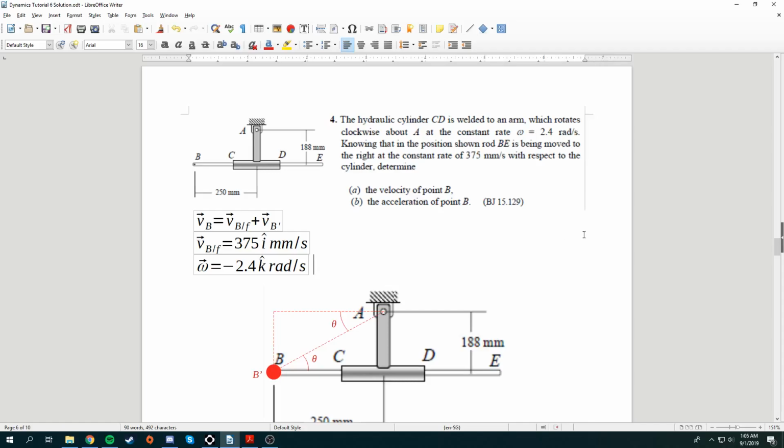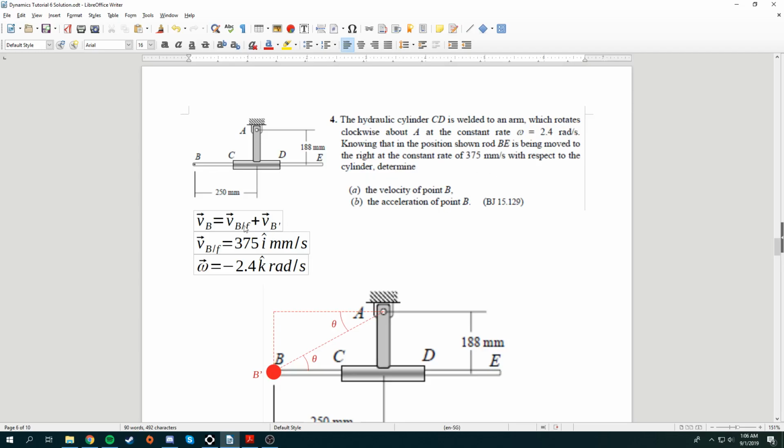Now for question 4, we have this hydraulic cylinder CD is welded to an arm which rotates clockwise about A. It will rotate about A at a constant rate of 2.4 radian per second in a clockwise direction. Knowing that in the position shown, the rod B is being moved towards the right at a constant rate of 35 mm per second with respect to the cylinder, determine the velocity of point B.